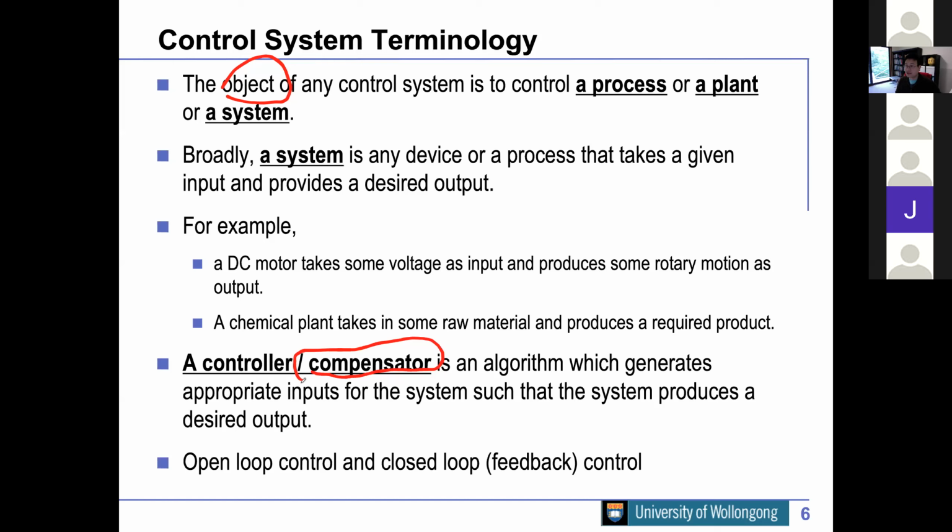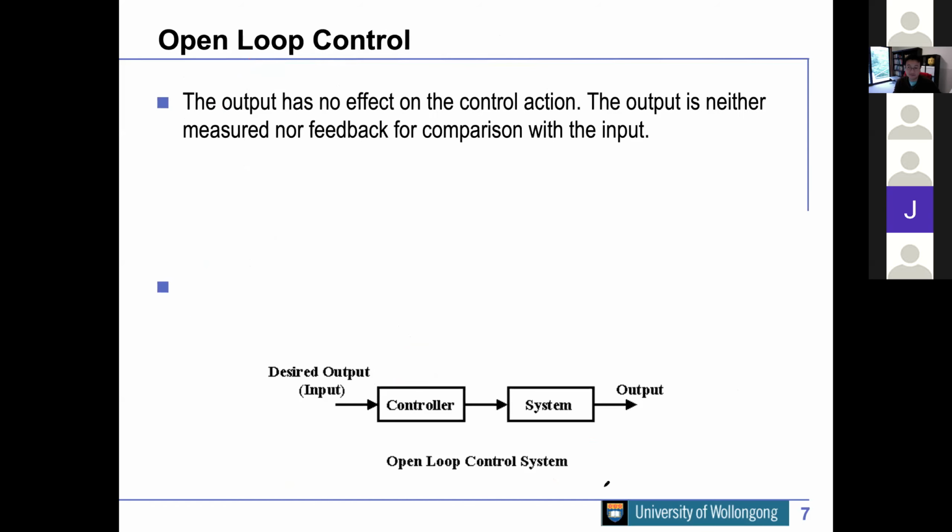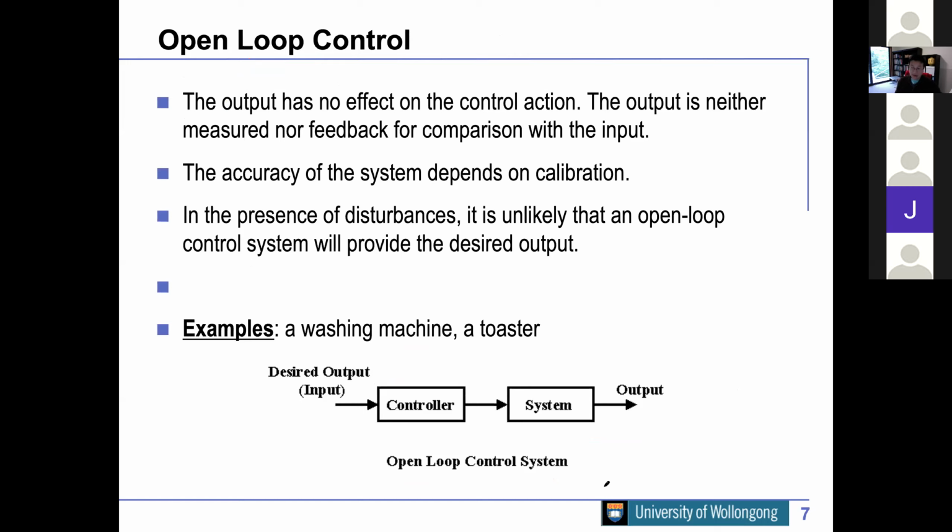There are basically two types of control: open loop control and closed loop control. Normally, we only consider closed loop as control. Open loop, we don't really even call it control. So what is open loop? It means we want to generate a certain output.